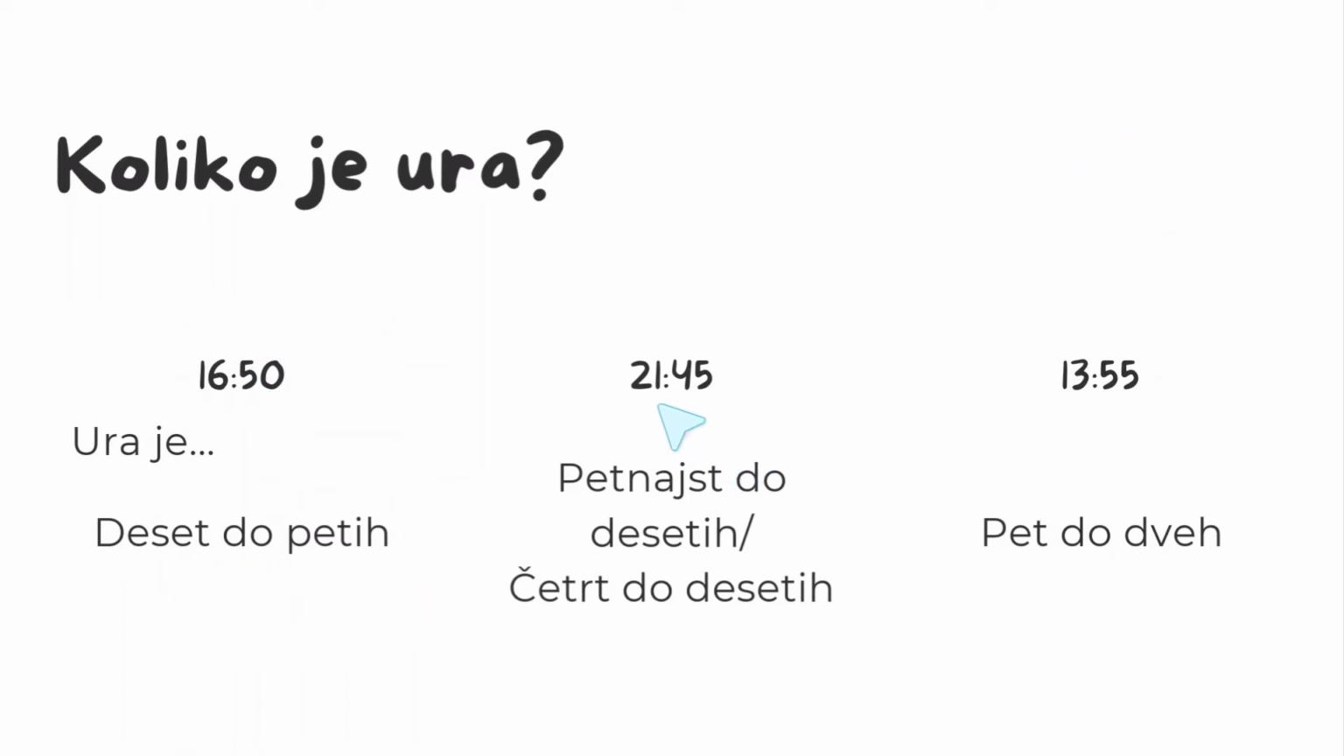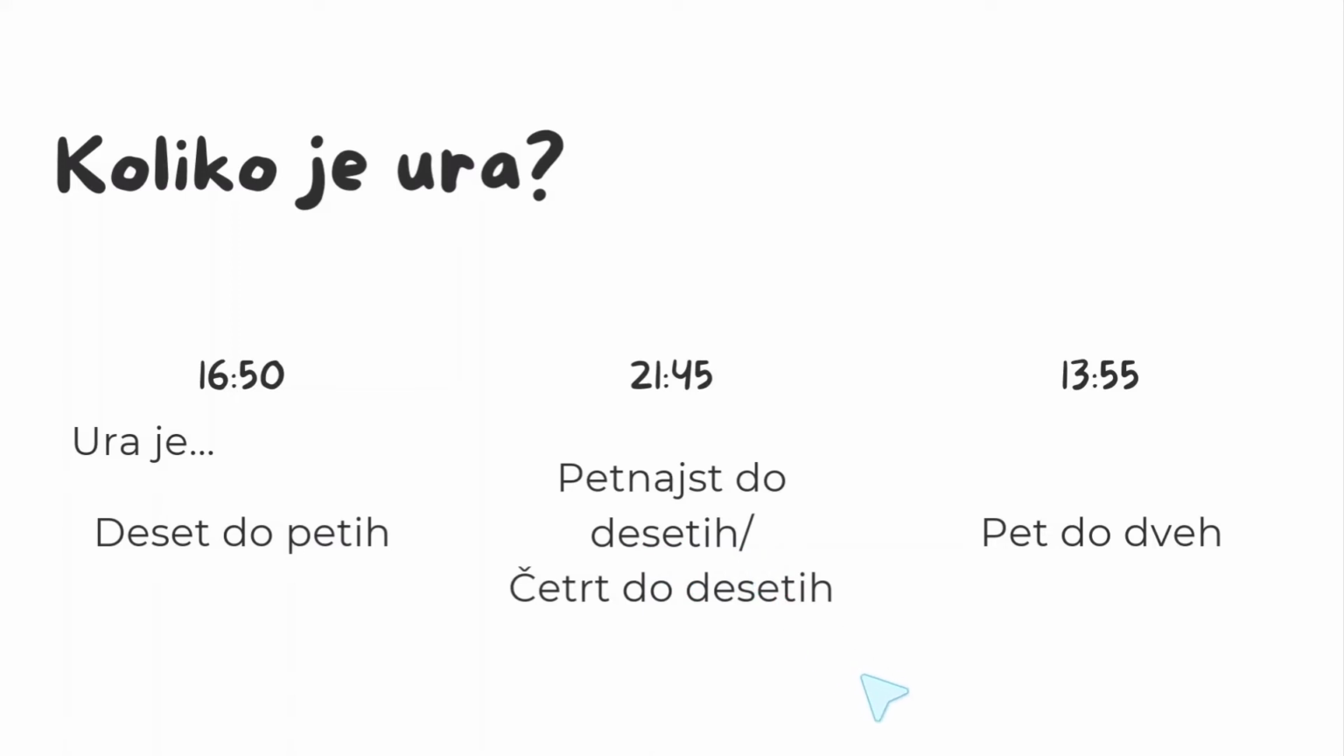Okay, let's go to the next example. So we have 15 minutes until 10 p.m. here. Okay? Ura je 15 do 10. So 15 do, until 10 plus ih. Okay?